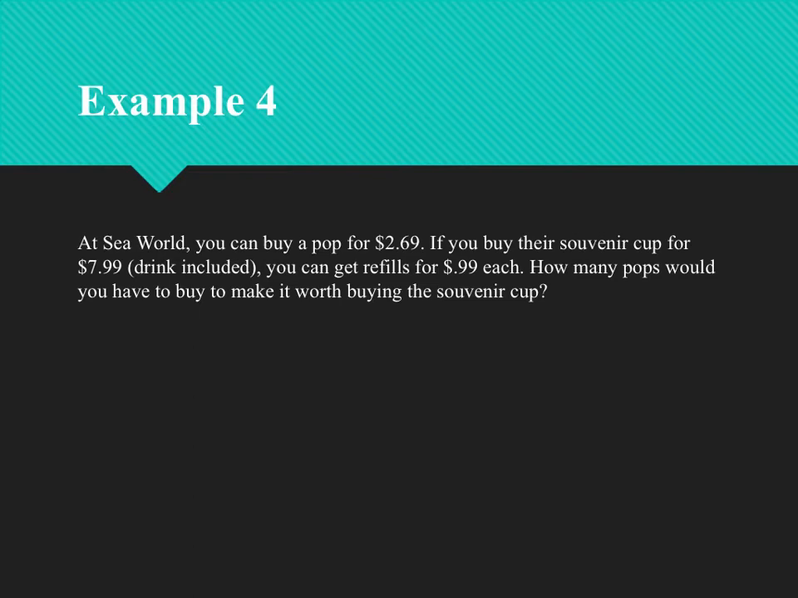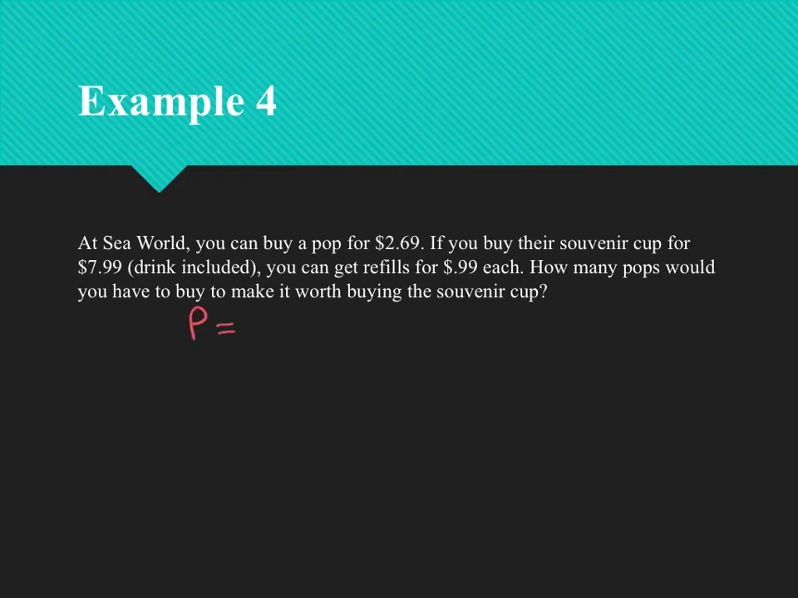So in this case, this is kind of like a break even, okay? Because you're trying to figure out how many pops you have to purchase in order for both of them to be the same price. Because if you purchase fewer pops, the $2.69 price is actually going to be a pretty good deal. However, there's going to be a point where if you start purchasing several pops, then the $7.99 plus 99 cents is going to be the better deal. So let's look at these real quick and figure out what our break-even point is.